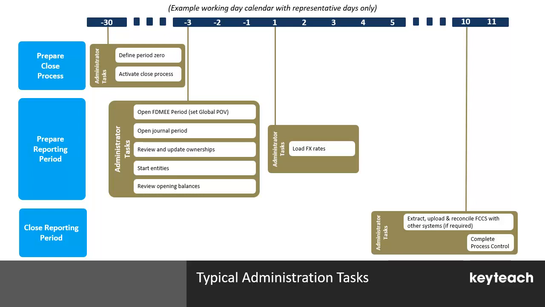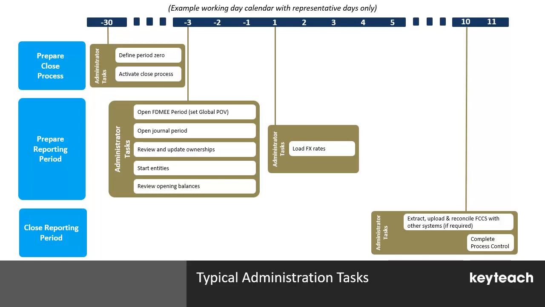You'll need to do some preparation around the reporting periods. For example, you'll need to set the point of view for FDME. You'll need to open the journal periods. You might then want to go into manage ownership and check the ownership structures are correct. And then you can start the entities and review opening balances. As part of the admin tasks, you'll need to load FX rates as well. So we could have a close schedule for administrators which guide us through these tasks.